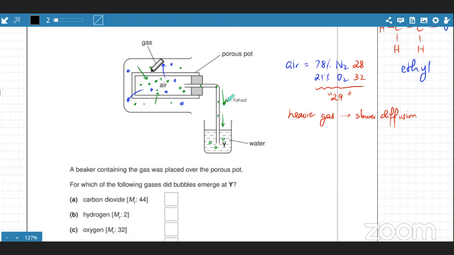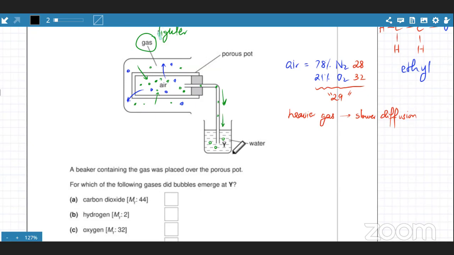So for this to happen, you want the green gas particles, this unknown gas, to travel much faster. They have to be lighter. They have to diffuse into the porous pot at a much faster rate. And they have to be lighter than air. Air is 29. So you want them to be lighter than air so that air moves slowly outside, whereas the green particles travel much more quickly inside so that there's more gas inside and the gas particles basically get pushed on the other side and you have gas bubbles over here.